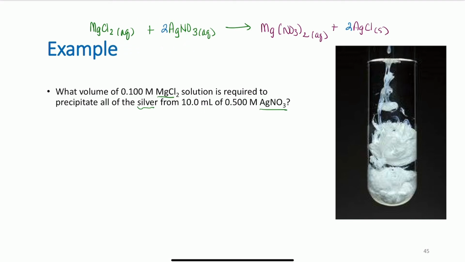Then you don't have to, but I like to write under the equation what I'm given. So I know that I have 0.1 molar magnesium chloride, and I'm trying to find my volume. Unless otherwise specified, we probably mean milliliters. Put it this way, for my class, unless otherwise specified, we mean milliliters. I'm told that I have 0.5 molar silver nitrate, and I have 10 milliliters of it specifically. I'm trying to find the mL of magnesium chloride I need.